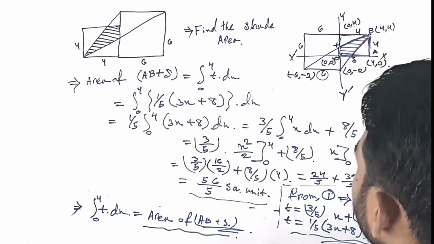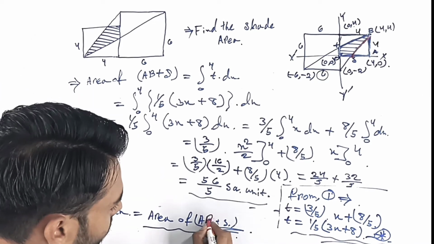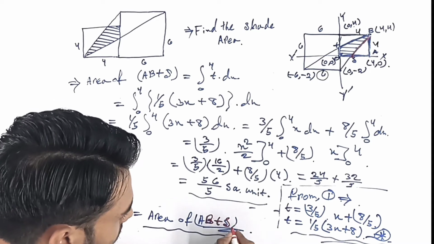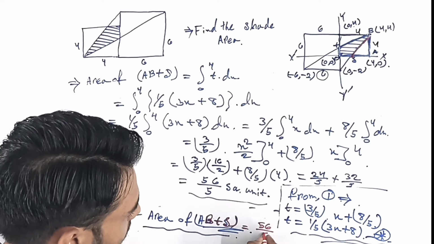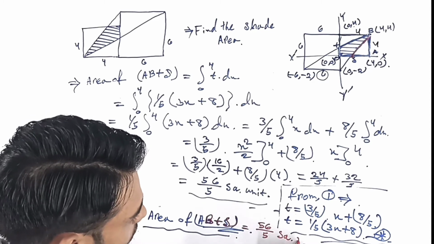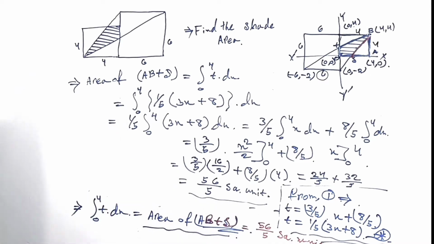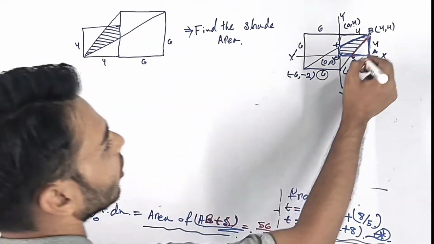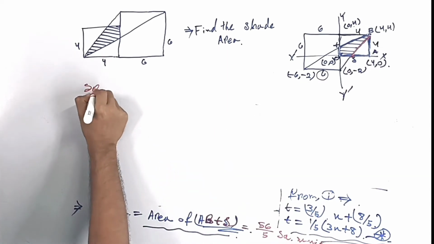And now find this S point. So also we know from it as well, t is the linear portion, and I also write down that that's equals to 56 by 5 square unit. That's much more very important in the last part of this. And now find the S point.